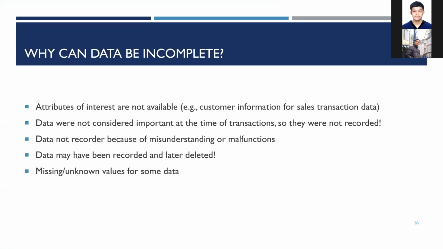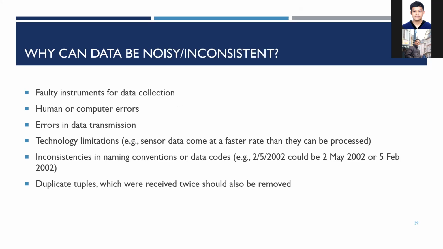Some examples of why data can be incomplete. For example, the attributes of interest are not available. For example, customer information for sales transaction data may not be available, or our data collector cannot get it, or the respondents are not willing to give all information about themselves. Or the data may not be recorded because of something, and many other reasons. So the data is incomplete.